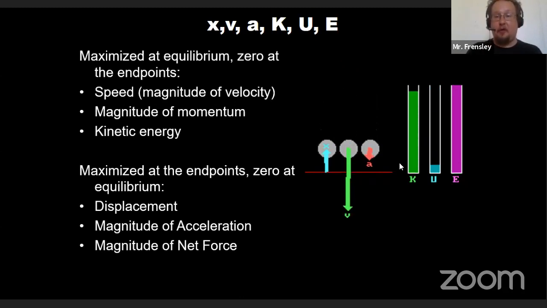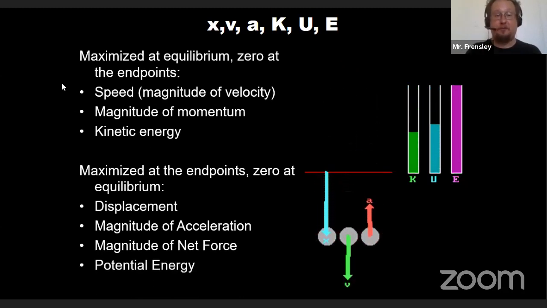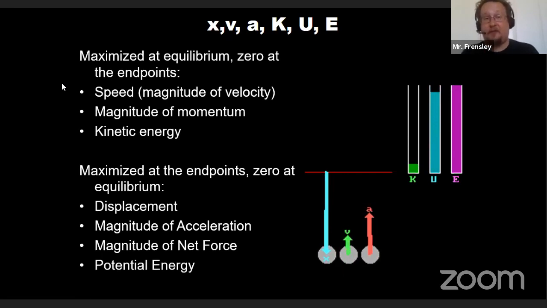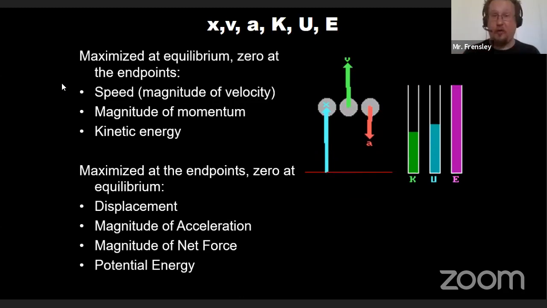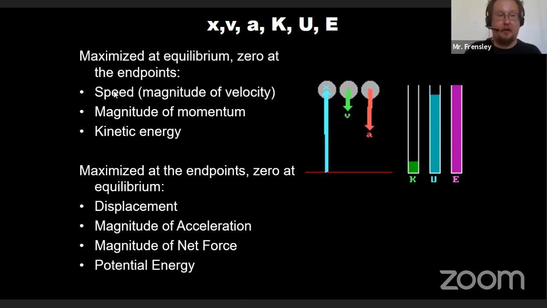And then you might have noticed from the bar charts that you also have the most potential energy at the endpoints. So at the endpoints, all the energy is potential. Equilibrium, all the energy is kinetic. That's going to be worth remembering here coming up.